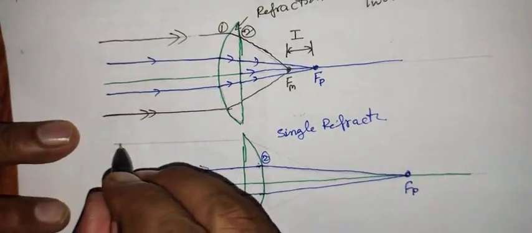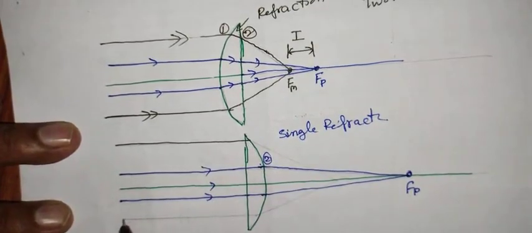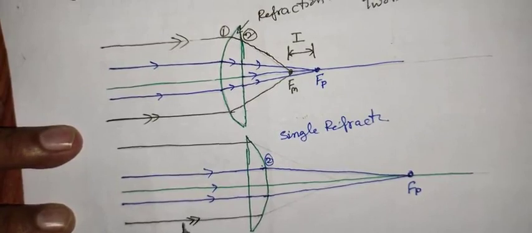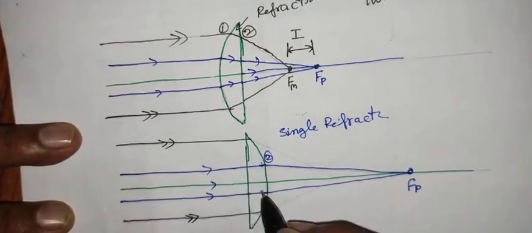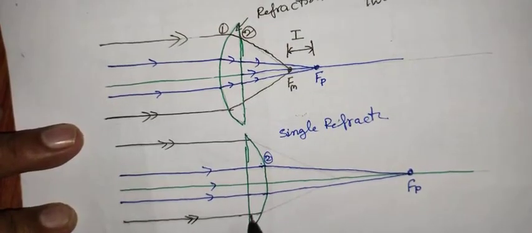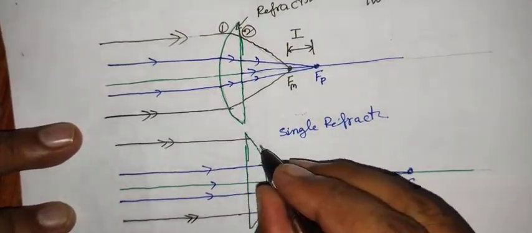See what happened with marginal rays. Same as the paraxial rays, marginal rays are also allowed to fall on the plano convex lens. First on the plane surface, they pass without refraction. Thereafter refraction takes place from the second side.